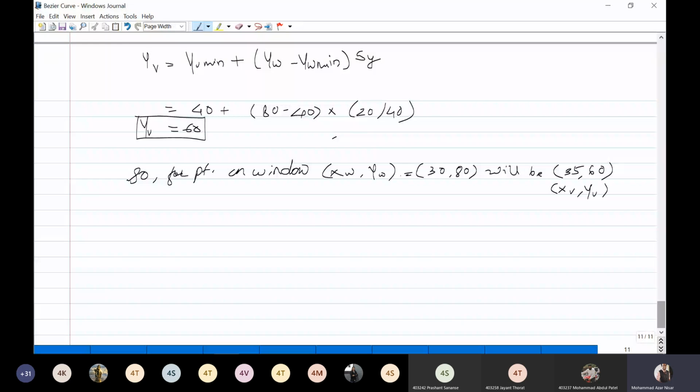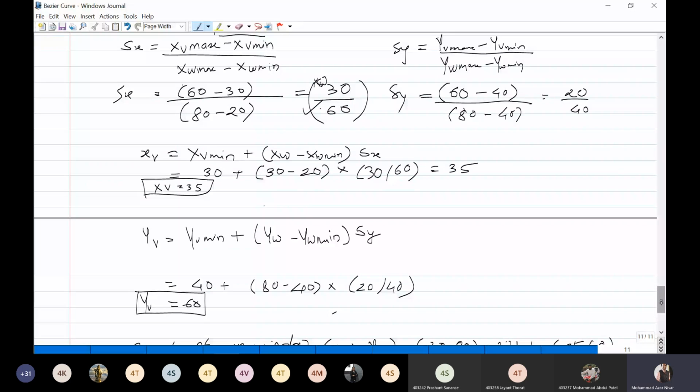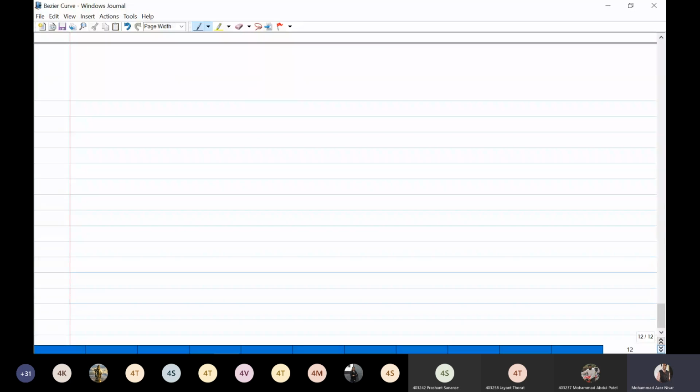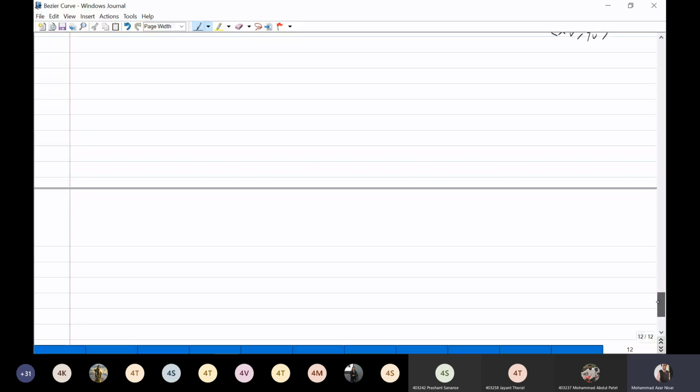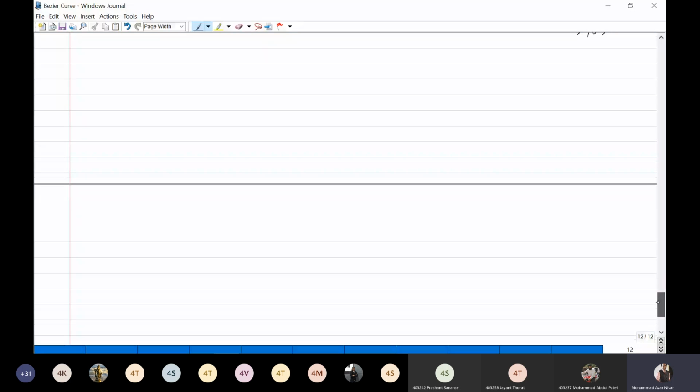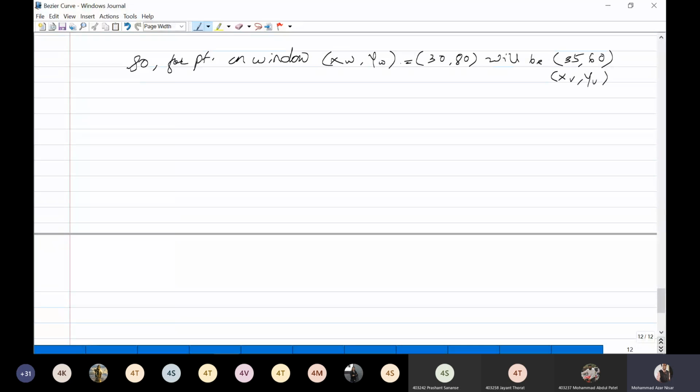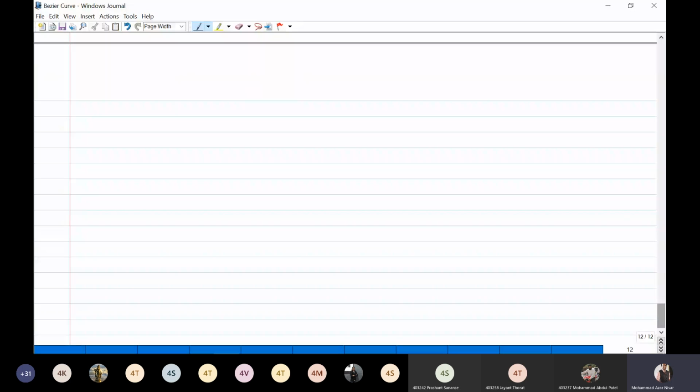Now the second algorithm in this window and viewport. There are three: first is point, then the second one is line clipping, and third one is polygon clipping. So we will move ahead to our line clipping algorithm. It is called the Cohen-Sutherland algorithm.